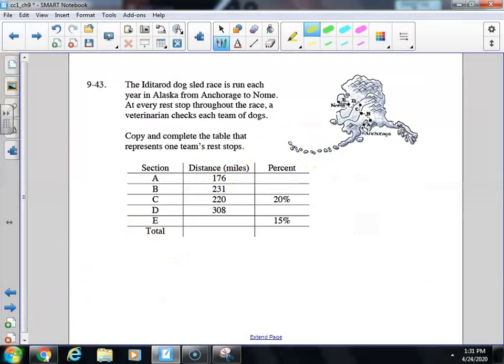43. The Iditarod dog sled races run each year in Alaska from Anchorage to Nome. At every rest stop throughout the race, a veterinarian checks each team of dogs. Copy and complete the table that represents one team's rest stops. So go ahead and pause the video, copy this table, and complete it into your notes.